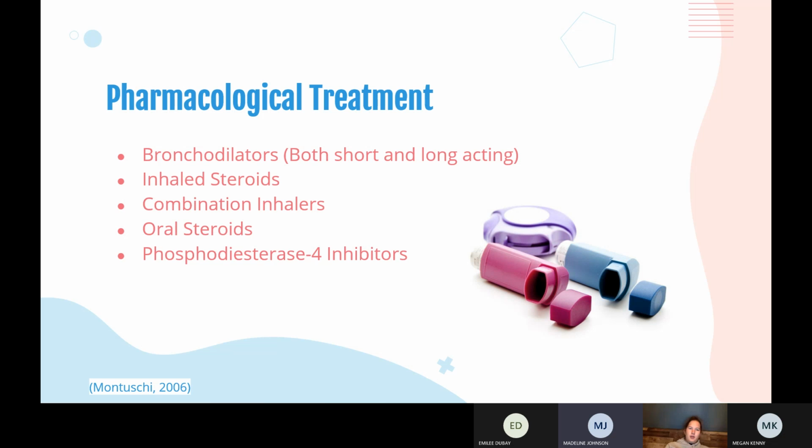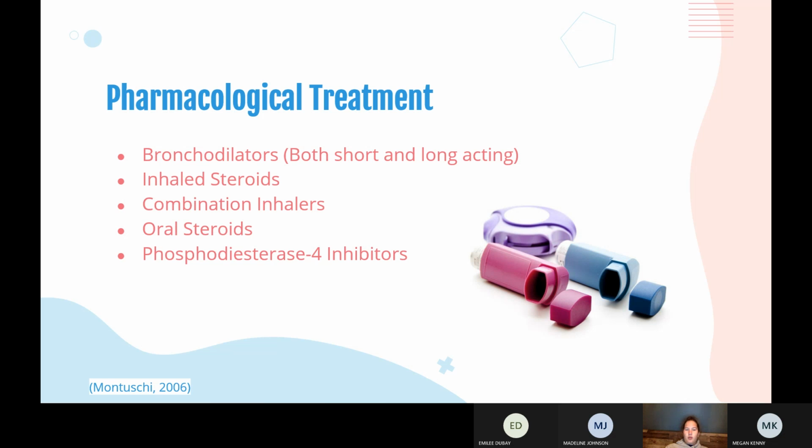So for pharm treatment, there's no actual pharmacological cure for COPD. So the treatment is symptomatic and is mainly based on bronchodilators, such as selective beta-2 adrenergic agonists, both short and long-acting, anticholinergics, theophylline, or a combination of these drugs.